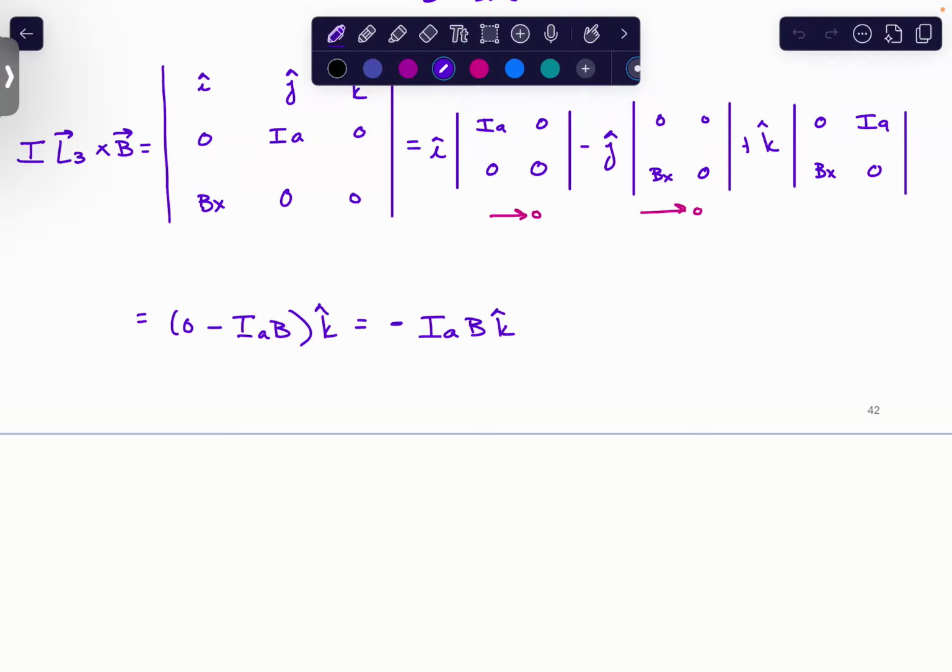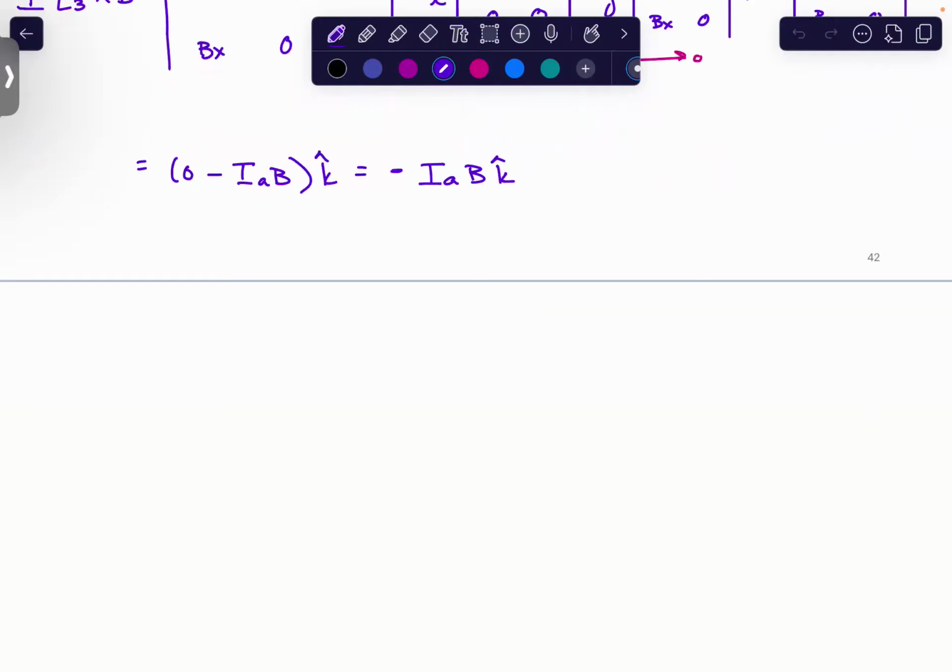So you notice here we did I L3 cross B, and we get that negative k hat direction. If you were to do the same thing with I L1 cross B, you're going to get a positive, because if you go back to the loop, the current across side 1 and side 3 are anti-parallel.